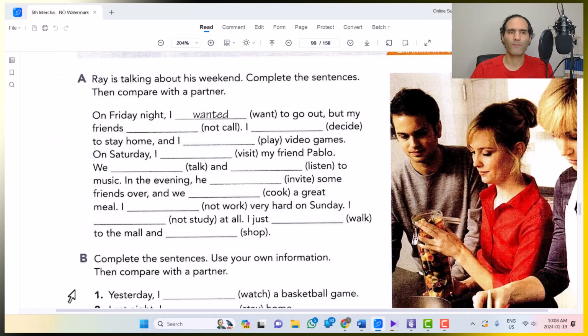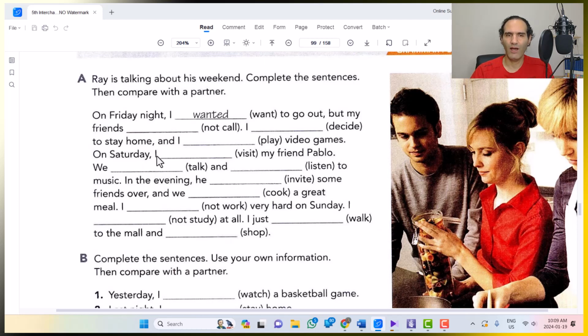Now, part A. Ray is talking about his weekend. Complete the sentences and compare with your partner. So let's do it. On Friday night, I wanted to go out, but my friends did not call. Negative. I passed.